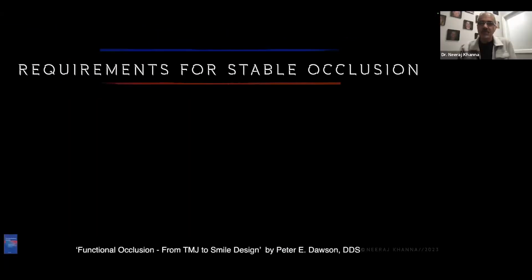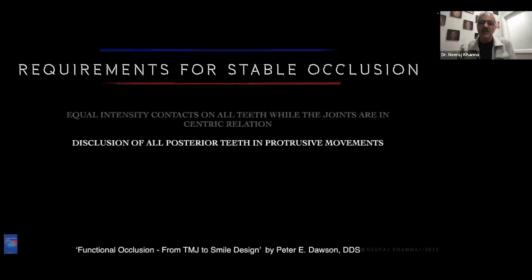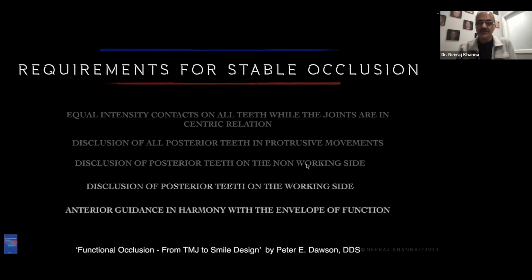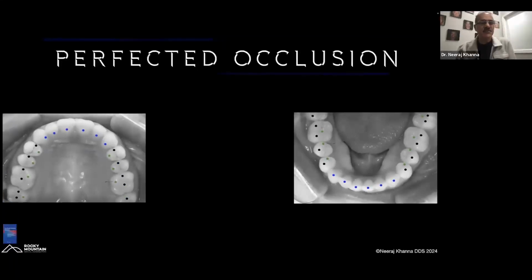So I want to remind you all about some of the requirements that Pete taught us, and that is that we want equal intensity contacts while the joints are in centric relation. We want to make sure that those teeth can disclude all the posterior teeth in protrusive movements. We want to make sure that the front teeth can disclude the non-working side and the working side. And we want to make sure we have anterior guidance in harmony with the envelope of function. I won't spend a lot of time on the topic of envelope of function because we can spend 2 or 3 hours on this, but those are the 5 basic requirements that we need to always remember. I think in realistic terms, that's what a perfected occlusion looks like in a textbook.